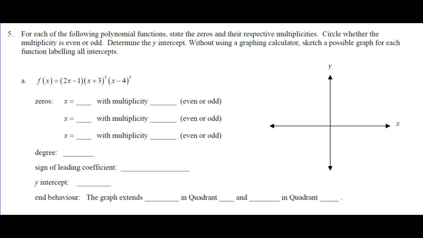For each of the following polynomial functions, state their zeros and their respective multiplicities. Circle whether the multiplicity is even or odd. So for each one, we'll say it's even or it's odd. Determine the y-intercept. That means you have to show some work to get the y-intercept. And without using a graphing calculator, sketch a possible graph for each of the functions, labeling all intercepts. Perfect, nice little test question. We could ask that. So give me a sketch. It's got to have all this stuff. So we've got a 0. What's the 0 for this guy?